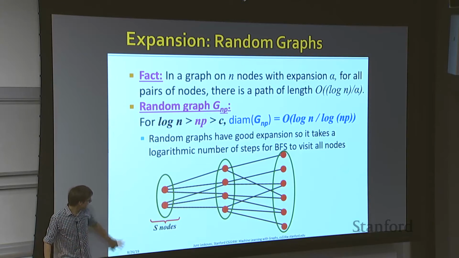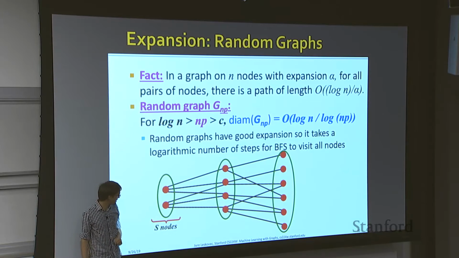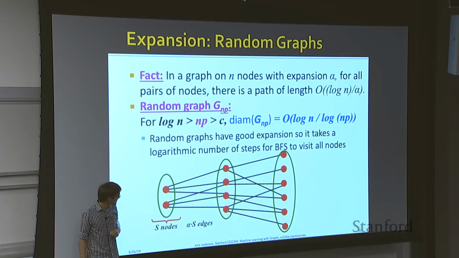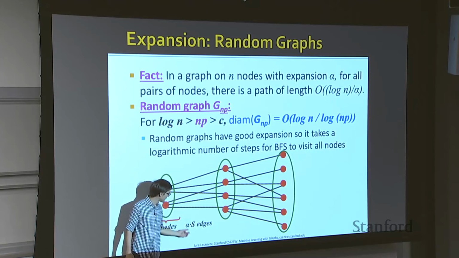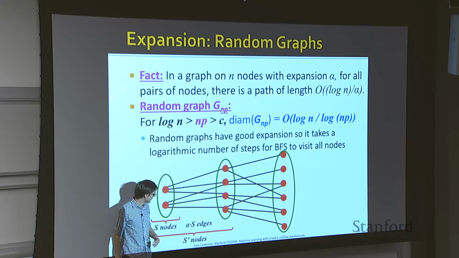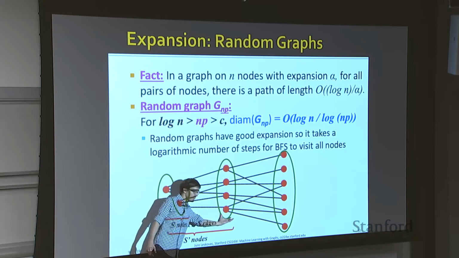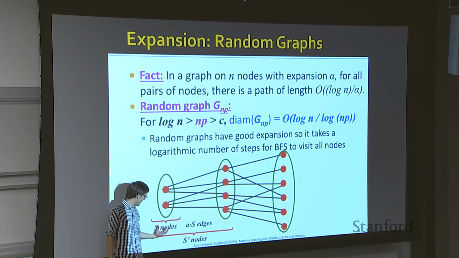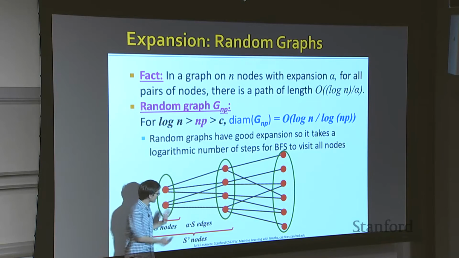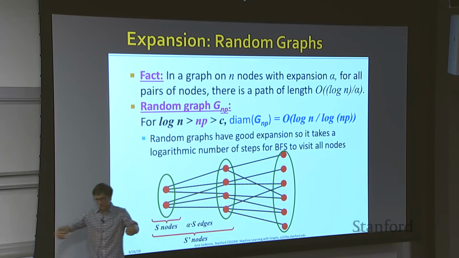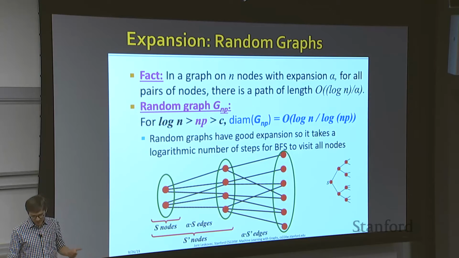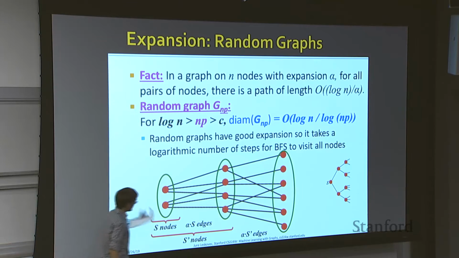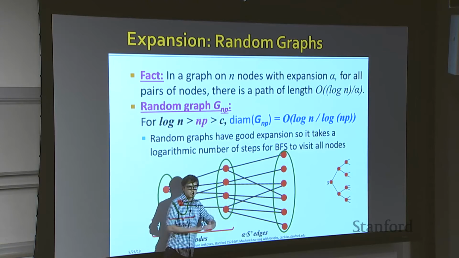And this is the picture I wanted to give you about the expansion. If I start with s nodes, then I will have alpha times s edges pointing out, so I get a newer set of nodes that will be bigger than the previous one. This is how breadth first search will work. And all I care about is how often I need to do that until I reach all the nodes of the graph.